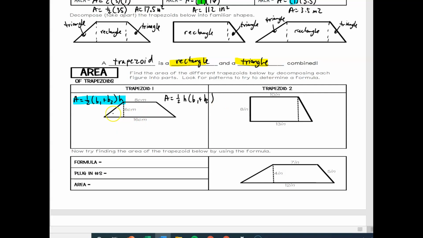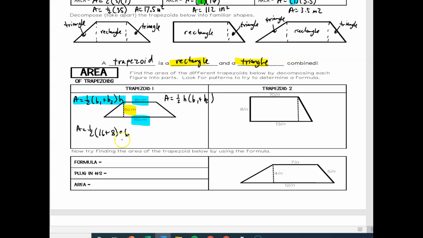So it might be easiest in this one just to plug in our bases and our height. So 6 is our height, and our 2 bases are 8 and 16. It doesn't matter which one you label as base 1 or base 2. So as I plug in, I'll say A equals 1/2. My first base will say 16 plus my second base, 8, times my height, which is 6.